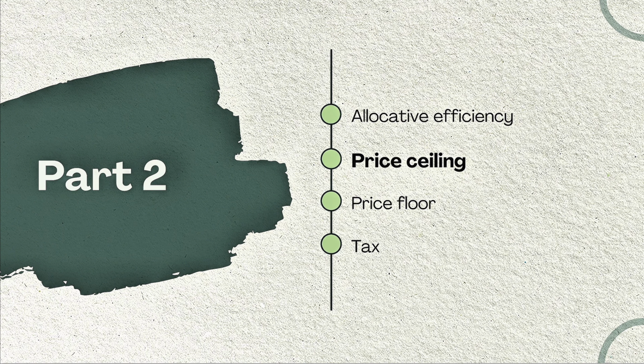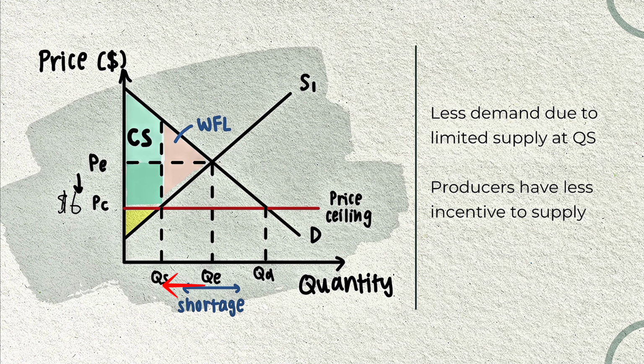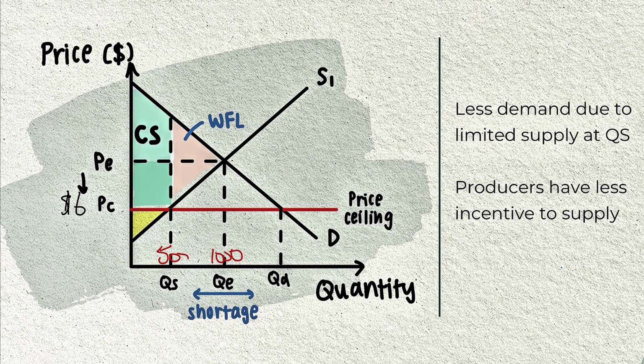Moving on to what happens to consumer and producer surplus in the case of a price ceiling. Due to the price ceiling, the price is forced down from PE to PC. So in the case of our cafeteria at school, the price of all sandwiches will now cost $6. So the result of this price ceiling is that the sellers of sandwiches will reduce their output from QE to QS. So let's say from 1,000 sandwiches down to 500.